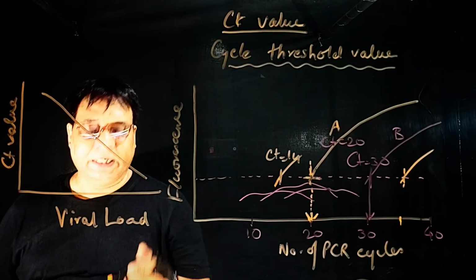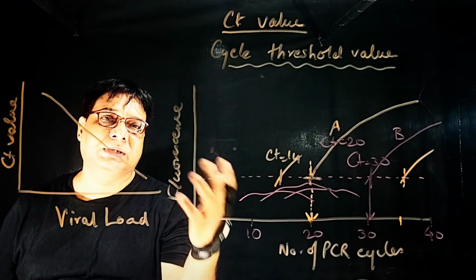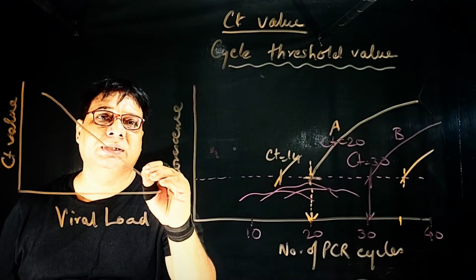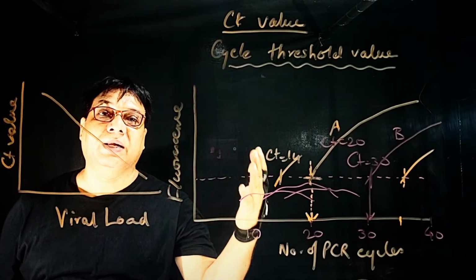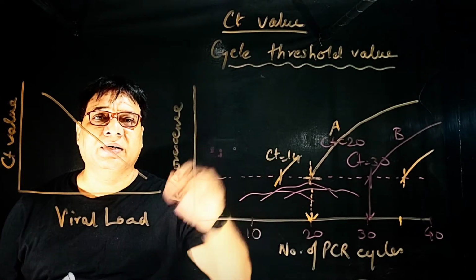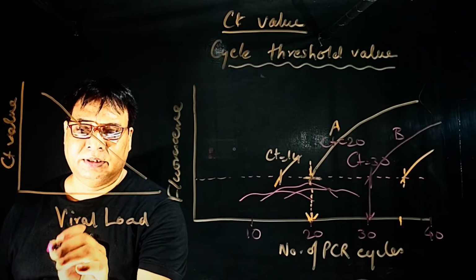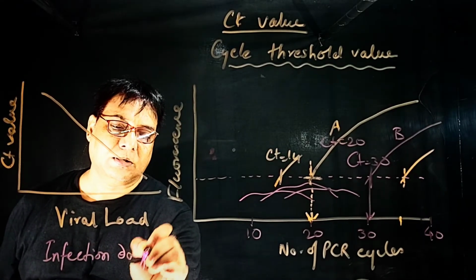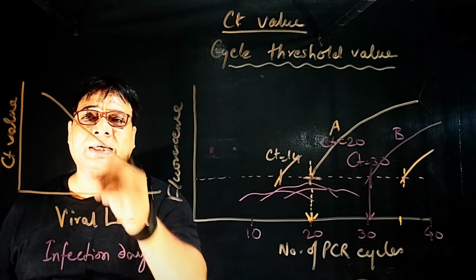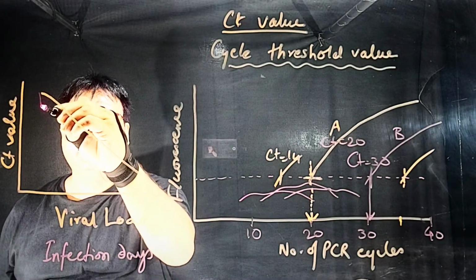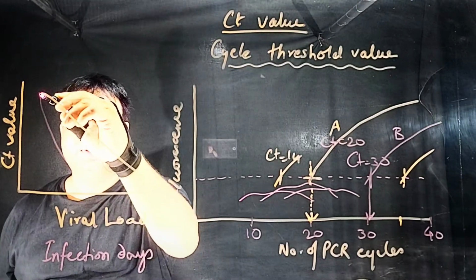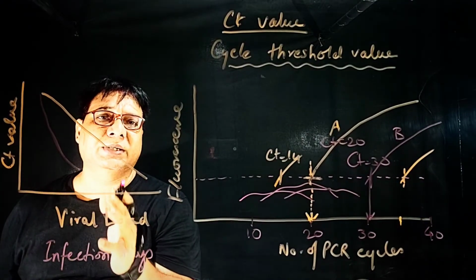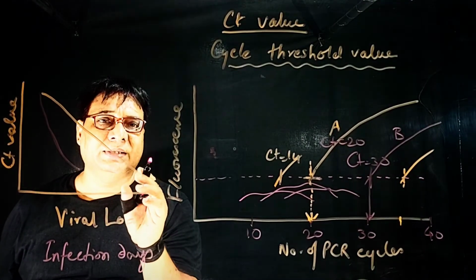Okay? And say you are trying to see from the initial stage to the stage when the disease is at its peak level and then it is declining. Say this is the infection days on the x-axis and the y-axis is CT value. In that case, you will get a decline in the CT value because the infection dose is increasing. At the initial stage, at day 1, day 2, day 3, day 4, the dose of the virus is less.